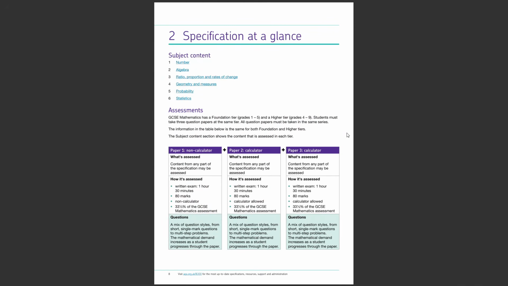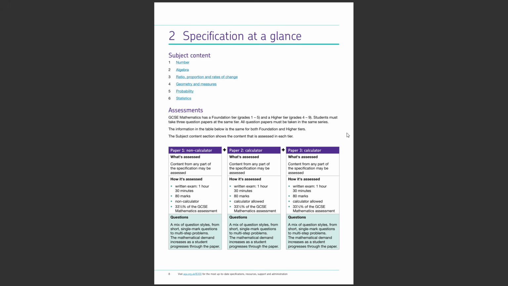Now coming back, what comprises the subject content? The subject content section shows the content that is assessed in each tier. The table below, as you can see, is the same for both foundation and higher tier: paper 1, paper 2 and paper 3. Paper 1 is a non-calculator paper, paper 2 is a calculator paper, and paper 3 is a calculator paper. Paper 1 is assessed on content from any part of the specification that may be assessed. The exam is 1 hour 30 minutes, 80 marks, non-calculator, and 33 1/3% of the GCSE mathematics. You will get a mix of question styles from short single-mark questions to multi-step problems, and the mathematical demand increases as the student progresses through the paper.